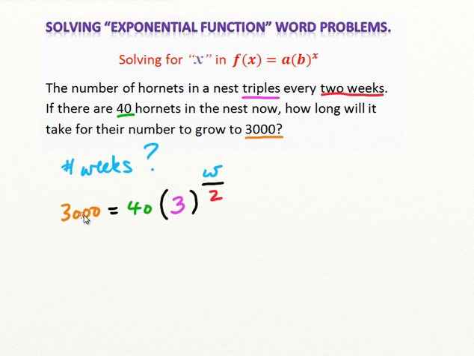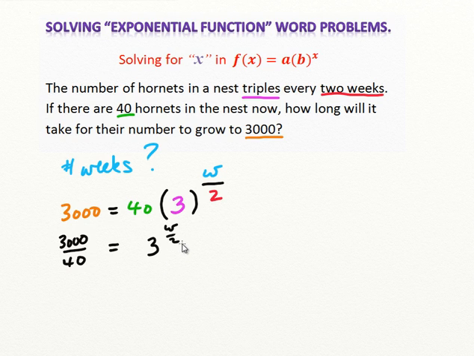So first thing I'm going to do is take and move the 40 over to the other side so I can isolate this base. So I'm going to take the 3,000 and divide it by 40. That is going to be equal to 3 to the exponent w over 2.